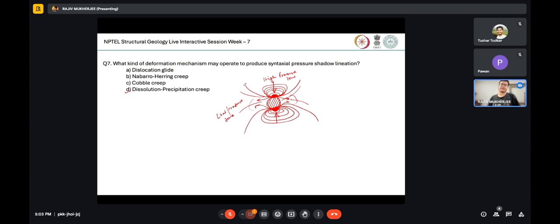If you have antitaxial pressure shadow, in that case the fabric composition will be the same as the wall rock. That means the material is coming from the wall rock and not the clast. But in this case, for syntaxial pressure shadow, the clast is dissolving the material because of this high strain cap, and it is being deposited in the low pressure zone, and eventually you are producing the tail.